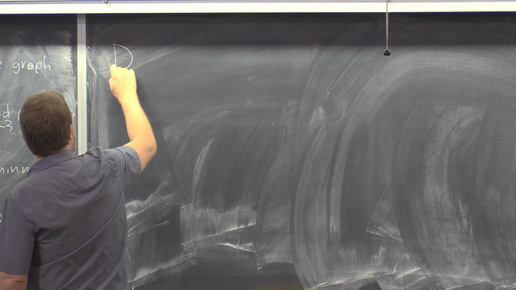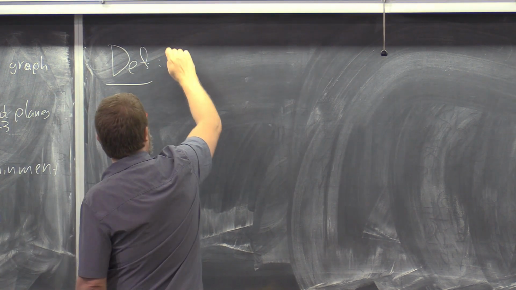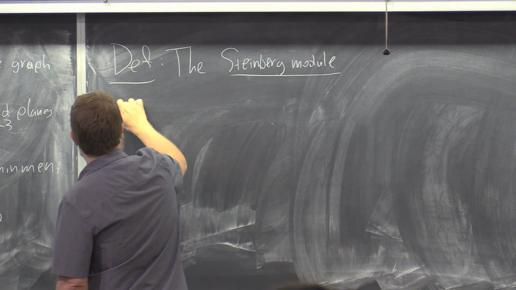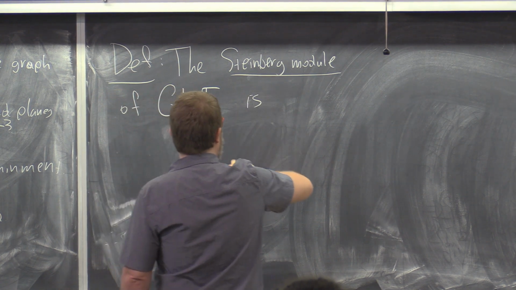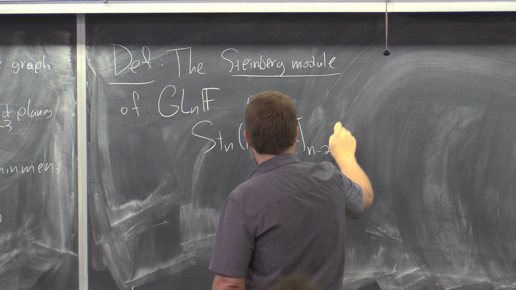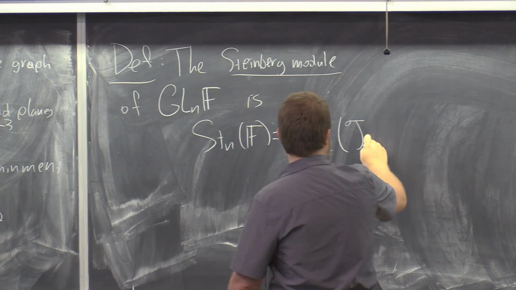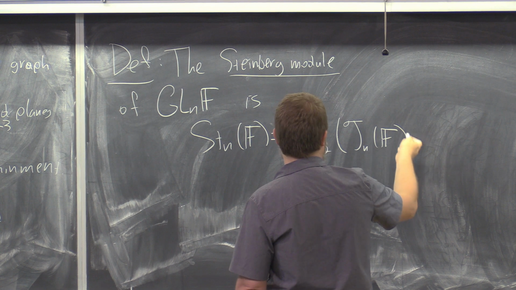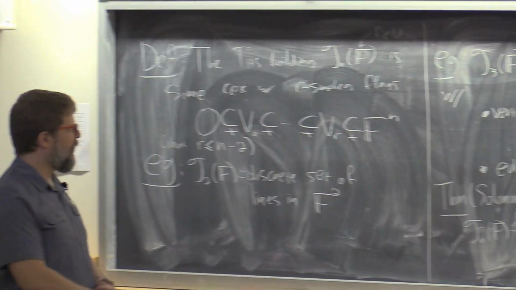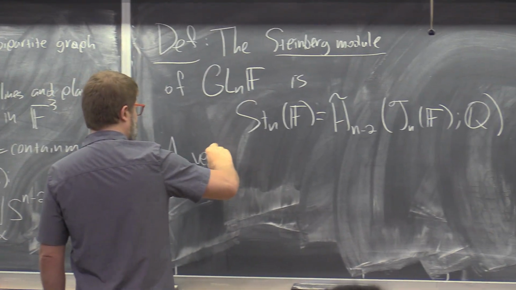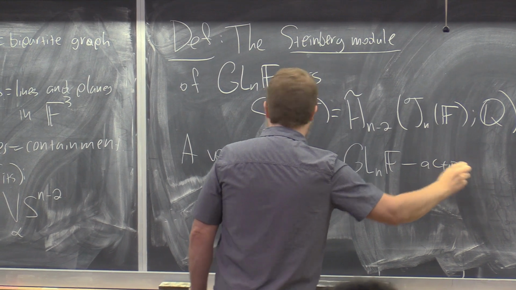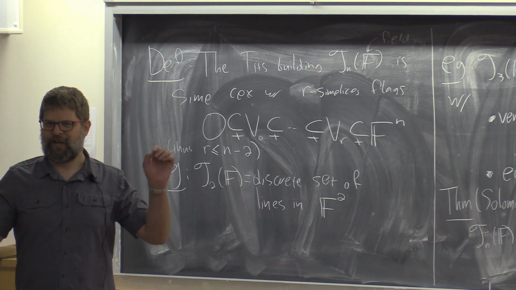So this is a definition. I should say that the Steinberg module, or the Steinberg representation of GL_n of a field, we'll call this St_n of F, is the possibly non-zero homology group of T_n of F with respect to whatever coefficients you want to put on here. Let's just say Q coefficients. So this is a vector space with a GL_n(F) action, because of course the general linear group acts by permuting lines and planes and so on, right?